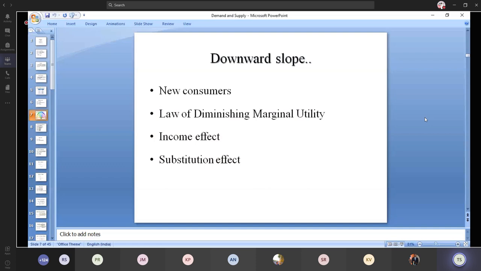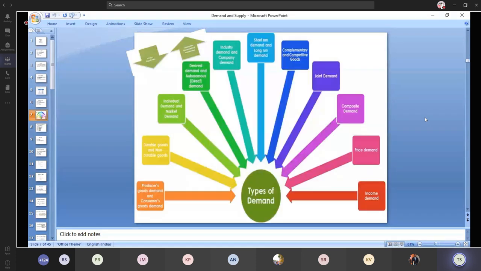Next slide, which is about the types of demand. Here also we have several types of demand, and many commodities fall under two or three of these kinds of demands. We can start from your left side: producers goods demand and consumers goods demand. In general, all commodities are divided into producers goods, that is capital goods, and consumer goods, the end use product.